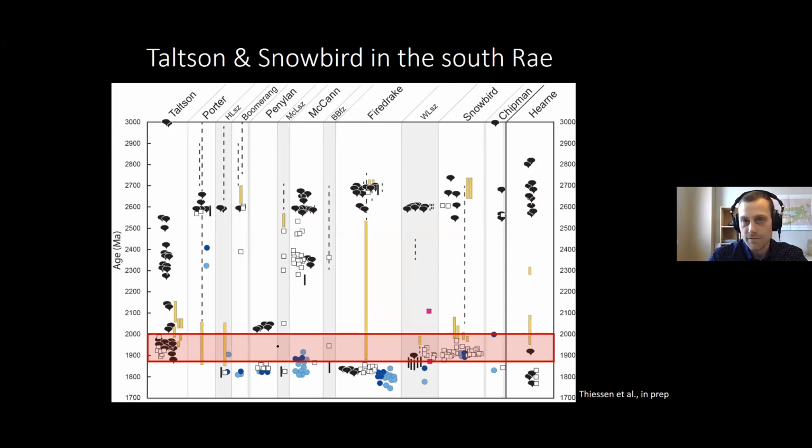There's a little bit of reactivation in a shear zone here and there, but then we have nothing until we hit the Snowbird domain on the eastern part of the Rae, and we get an abundance of metamorphic ages. Not a lot of plutonism though, almost none, but high-grade metamorphic rocks being buried at that time, and almost nothing in between.